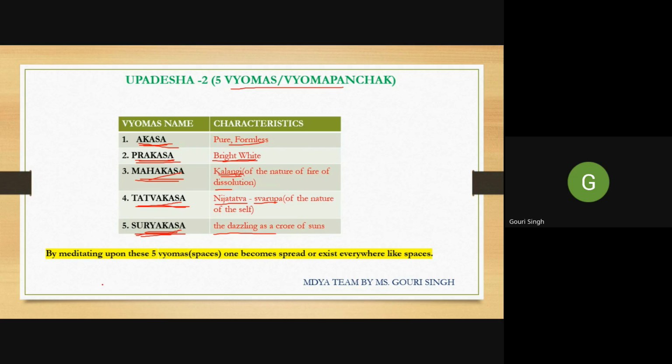So when one does meditation on these 5 vyomas or spaces, one becomes spread or exists everywhere like a space. So that is the one benefit given here. Whenever one does meditation on these 5 vyomas, what happens? Any of them or all the 5 vyomas, then one becomes spread or exists everywhere like the space. Okay.